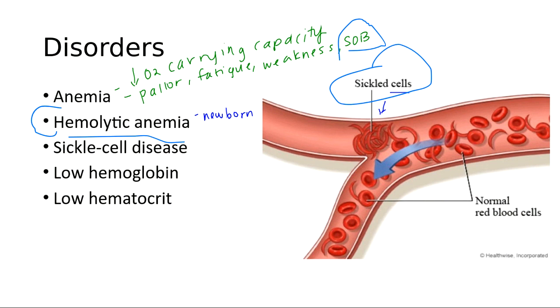Other disorders again include low levels of hemoglobin, which can lead to anemia, and low hematocrit. And there are different causes of anemia. We'll talk about another type when we get to the digestive system, for example.